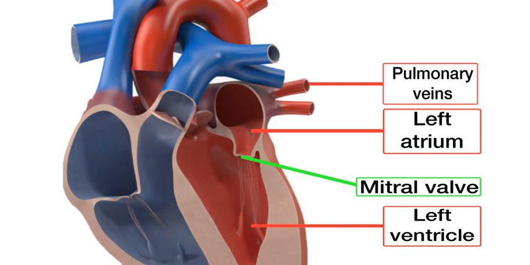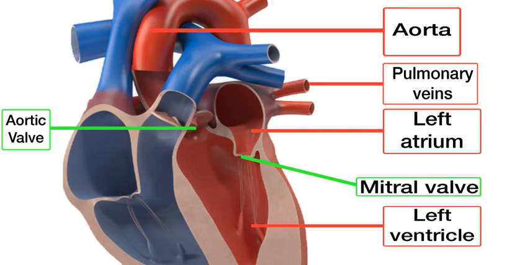When the left ventricle contracts, blood leaves the heart through the aortic valve into the aorta, and from there is distributed to the rest of the body. And that is how blood flows through the heart.